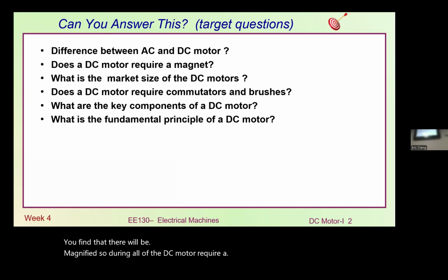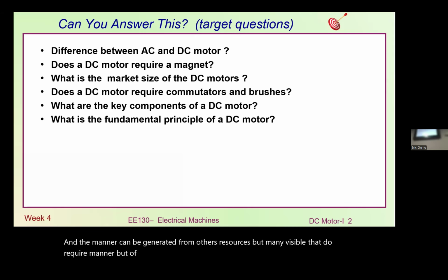What do you think? Yes or no? The magnet can be generated from other sources. Many DC motors do require a magnet, but of course many of them don't have to, because you can use other methods to generate a magnetic field.